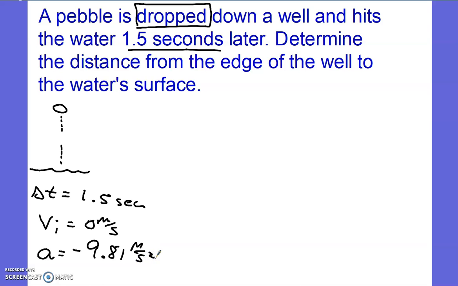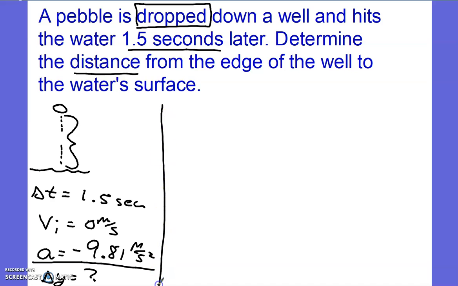What we want to solve for is the distance from the edge of the well to the water surface. We want to find this distance here. We use the letter y for vertical distances, so we're looking for the letter y. So we have our picture, our givens, and what we need to find. Now we need an equation.